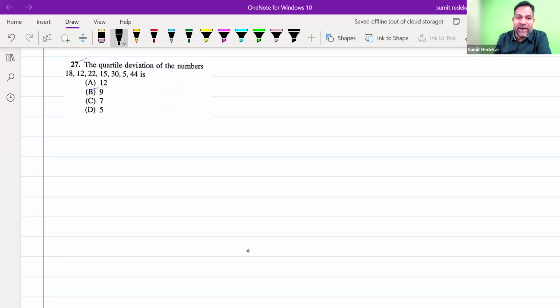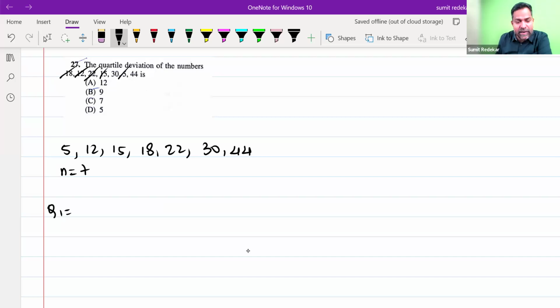Step 1 is writing the data down in ascending order. 5. After 5 comes 12. After 12 comes 15. After 15 comes 18, sorry. Then 18, 22, 30, and 44. How many data values are these? 1, 2, 3, 4, 5, 6, 7.